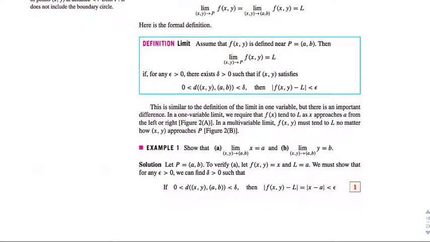So then the definition: assume that the function is defined near a point P. Then the limit as our point approaches the center of our function is L if for any very tiny positive epsilon, there's a delta such that if our point x, y satisfies that the distance between our point and our center is between 0 and delta, then the distance between our function and our limit is less than epsilon. This is the epsilon-delta definition for limit. We're going to continue this momentarily.